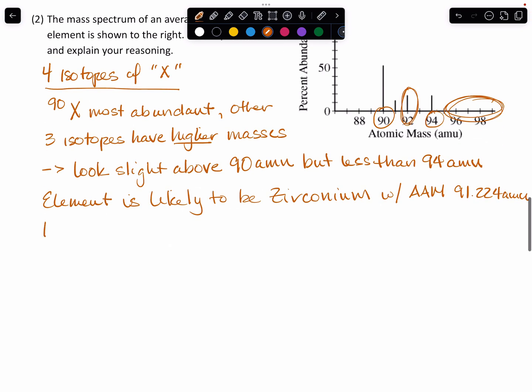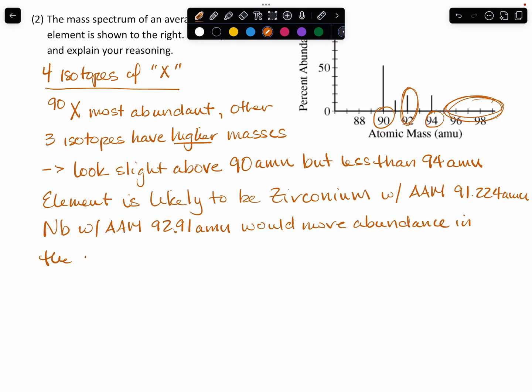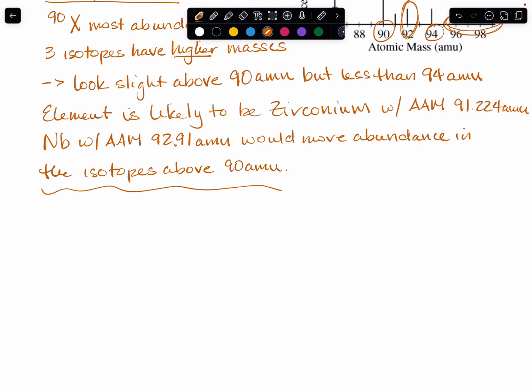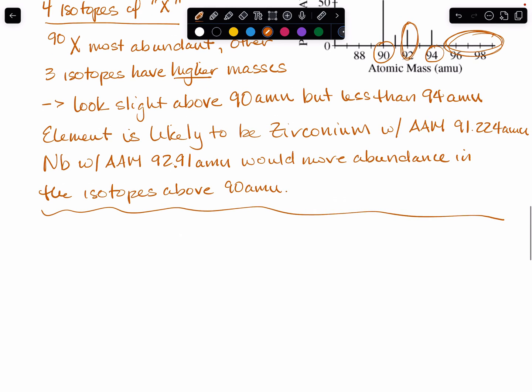Another option would be niobium, which has an average atomic mass of 92.91 AMU. But I think I would need more abundance in the isotopes above 90 AMU for that to happen. So this would be my estimate. I would probably go with zirconium here. Now, what if I wanted to be absolutely sure? Then I use math.